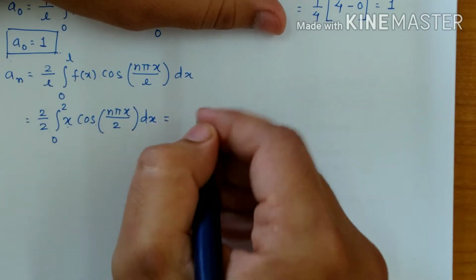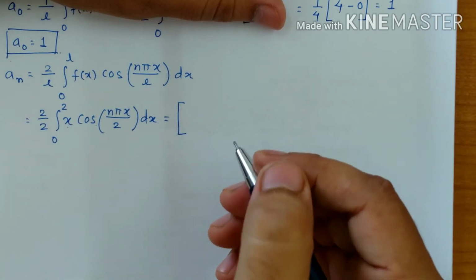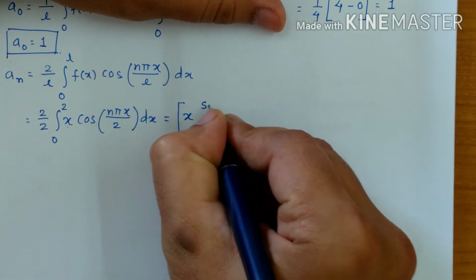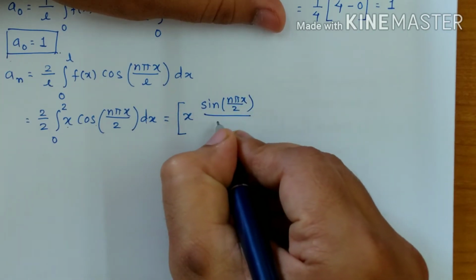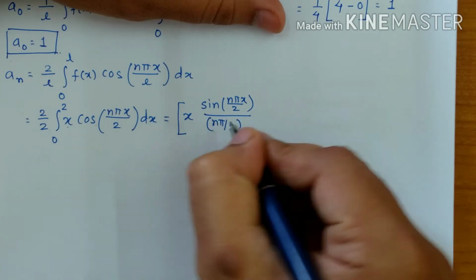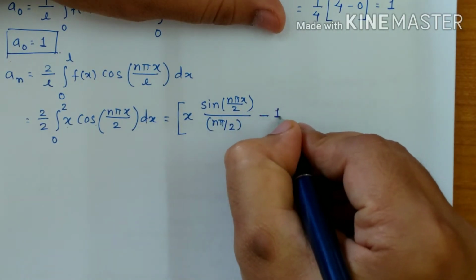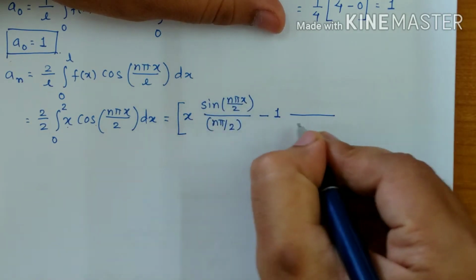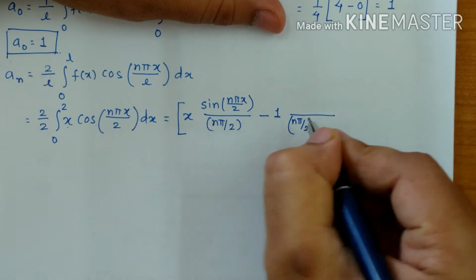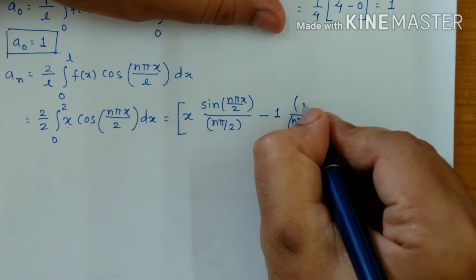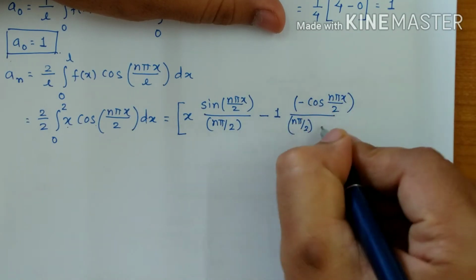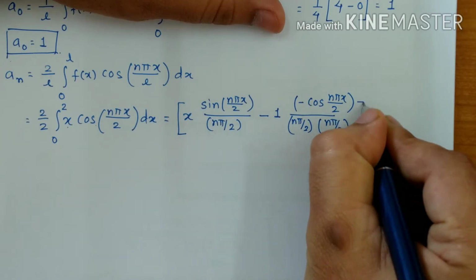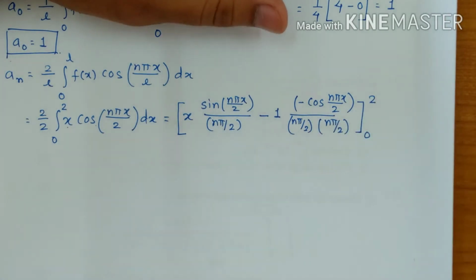Now the integration of x into cos, so integration by parts, we get x as it is. Integration of cos is sine n pi x upon 2 divided by n pi by 2. Next term is minus, derivative of x will be 1. Now integration of this entire term, so n pi by 2 will be continued here. Integration of sine n pi x upon 2 is minus cos n pi x upon 2 divided by n pi by 2. Hence the limits are from 0 to 2 here.